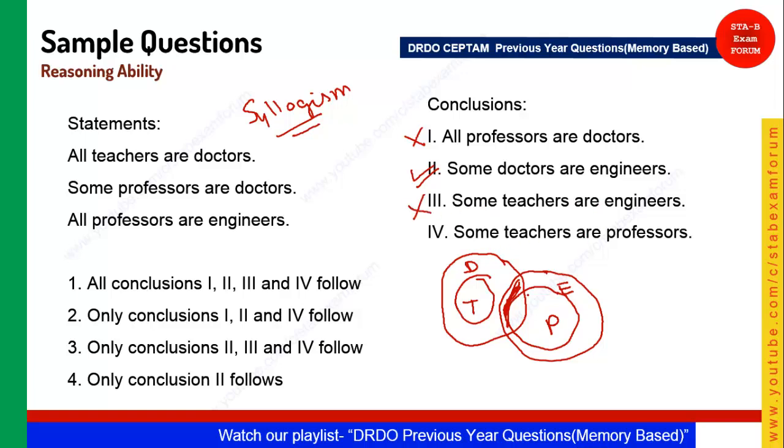Some teachers are professors. No, it is not a definite statement. So option 2 only follows. Okay, so conclusion 2 only follows, so we have answer option 4. Those students who have given their answer as option 4, they are right.